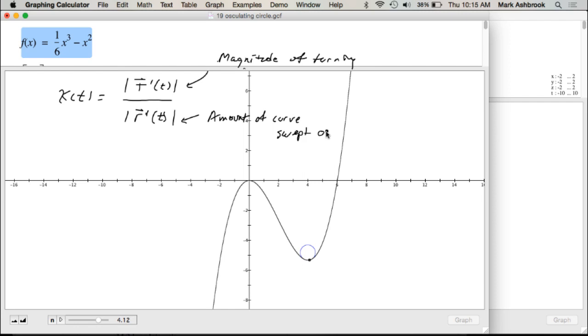So do you see how that ratio will give you how much curvature you have? The magnitude of turning with respect to how much curve is swept out will give you this thing called curvature. It's this value of curvature. So that's a scalar. But it's a function of where you are on the curve.